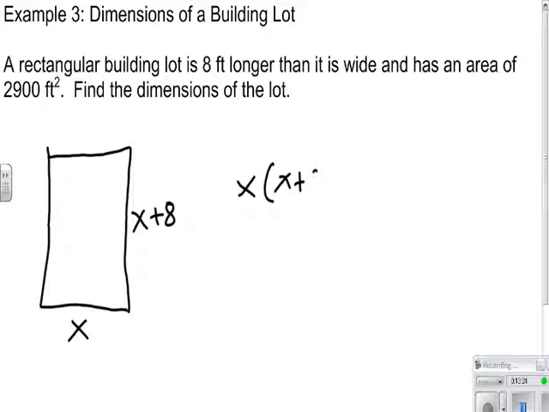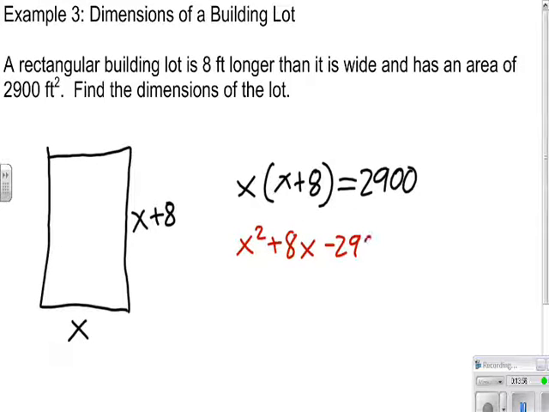x times (x + 8) equals the area, 2,900. And we can solve this equation. This will tell us the width, and then we'll add 8 to find the length. x times x is x squared plus 8x. In the same step, I'm going to move the 2,900 over so we can solve this quadratic.